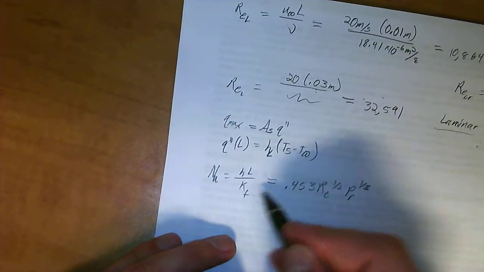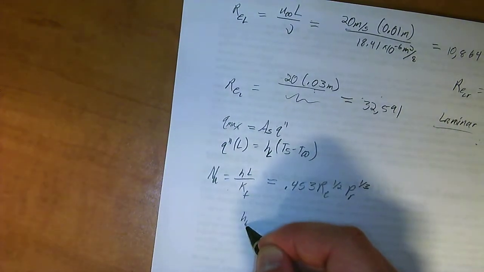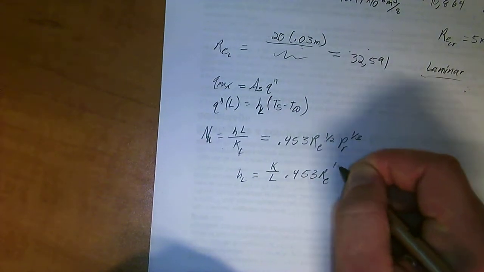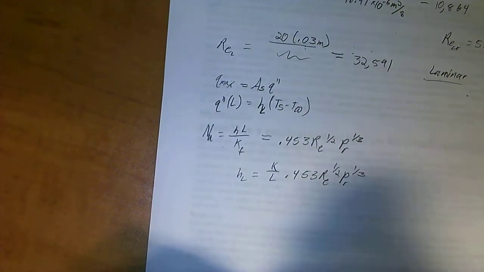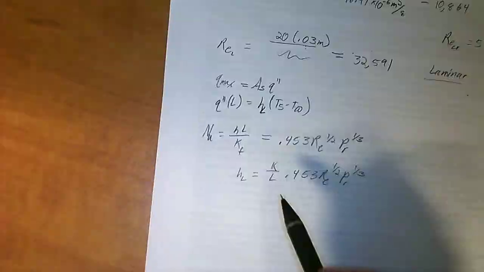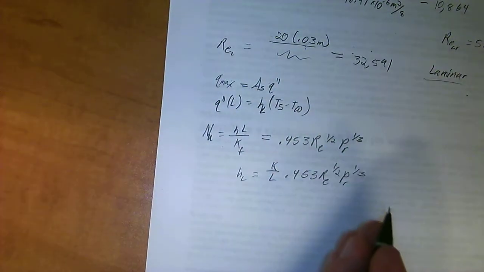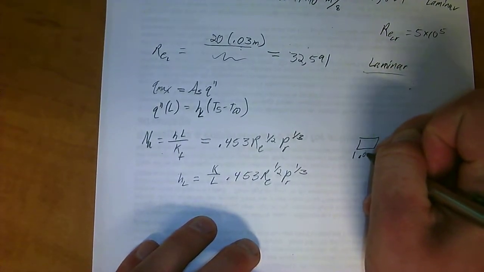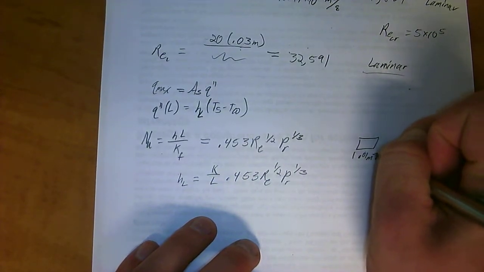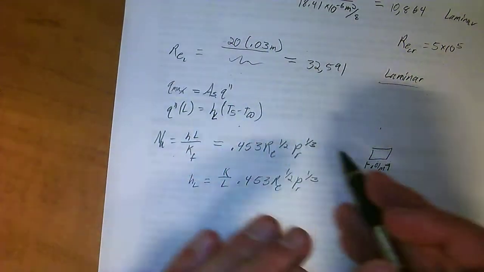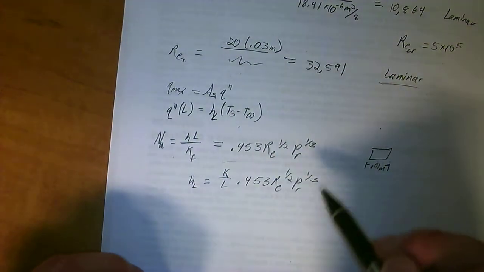So we're looking for H here. If you rearrange this a little bit, you'll end up with H equal to K over L times 0.453 Reynolds to the 1/2 Prandtl to the 1/3. And this is just by using the two definitions for the Nusselt number. And we're doing this calculation without an unheated starting length. We just have the chip sitting here, which is 0.01 meters long. And that's how you are able to use this particular equation for the Nusselt number. This is for just laminar airflow over a plate.